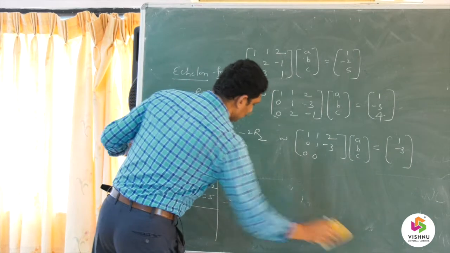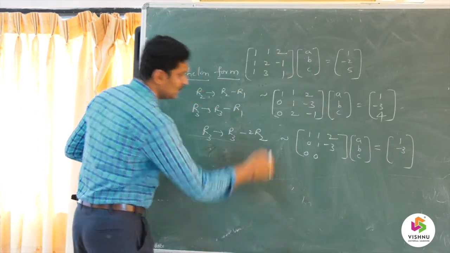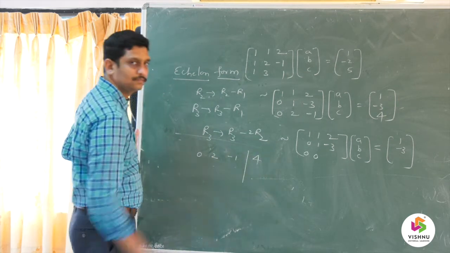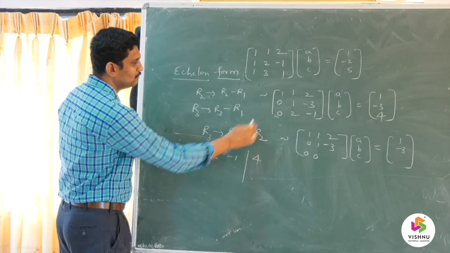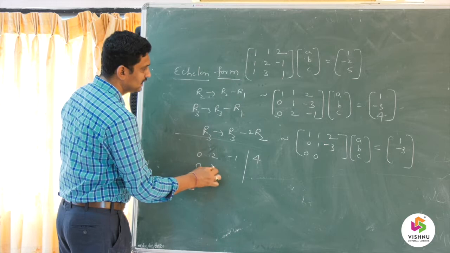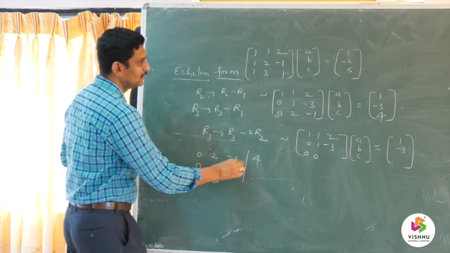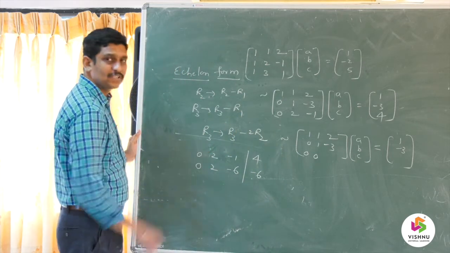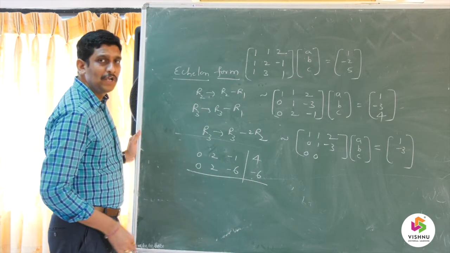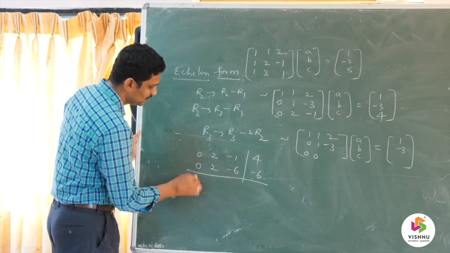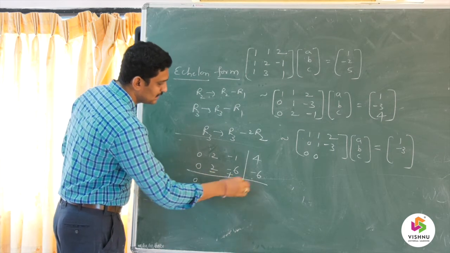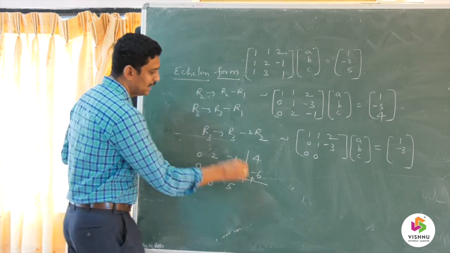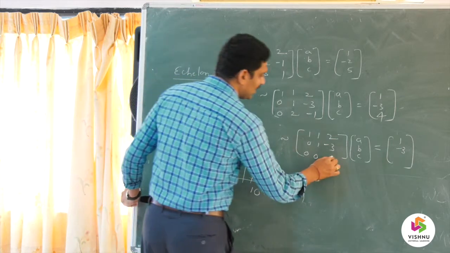So let me write it separately for better understanding. What is the third row here? 0, 2, minus 1, and on the right side you have 4. And you are multiplying the second row with 2. If you multiply with 2, this is 0, this will be 2, this will be minus 6, and this is minus 6. Right? And you are subtracting the values. While doing subtraction, we need to change the symbols. So this will be 0, this is minus, this is plus and this is plus. So here you will get 0, here it will be 5 and here it will be 10. So you will get the value 5 and 10.